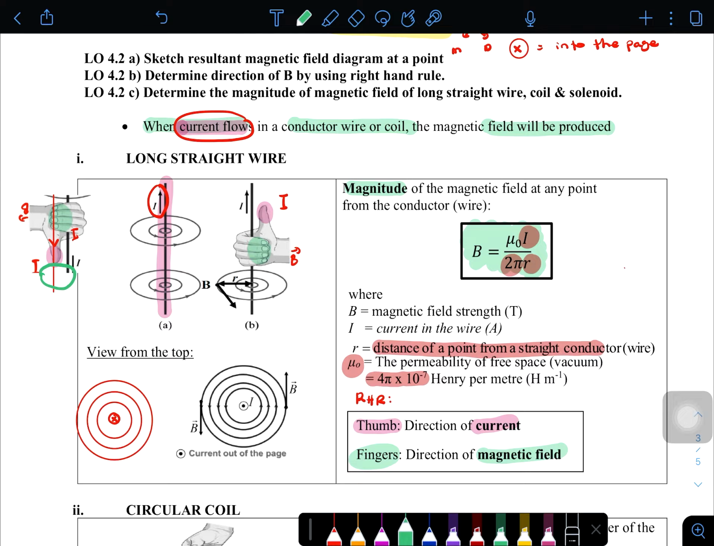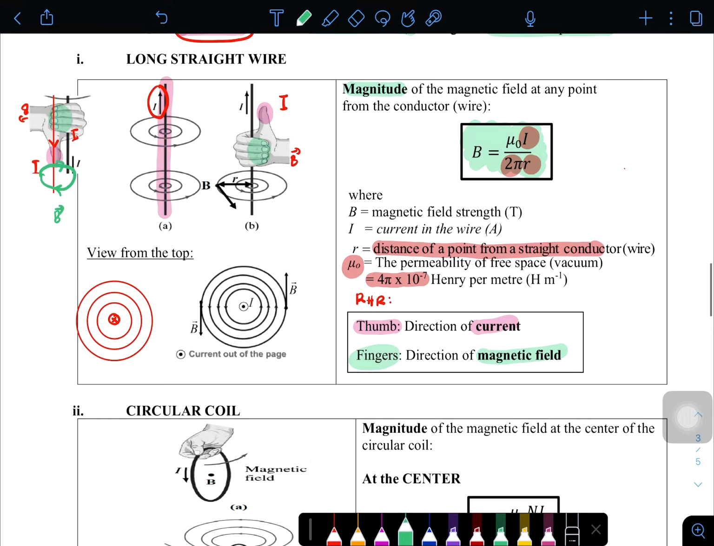Tangan kanan tau. So kalau kamu ambil tangan kanan kamu, thumb menghala ke bawah. So dia akan bergerak clockwise. So this is my magnetic field. Alright. So I will share you another video yang menunjukkan a very detail how to find the direction by using right hand rule. Okay. So macam ni, for example, view from top.